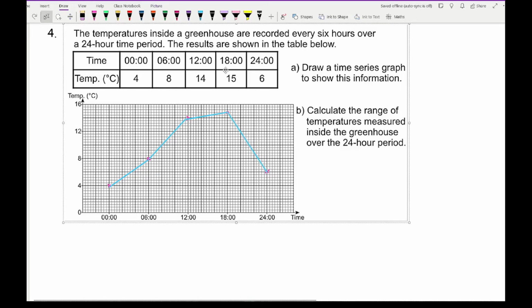The next question then says calculate the range of temperatures measured inside the greenhouse over a 24-hour period. Well, for this I don't need to use the graph because I've got the raw data. So it's the biggest temperature take away the smallest temperature, so it's going to be 15 minus 4, which is 11 degrees.